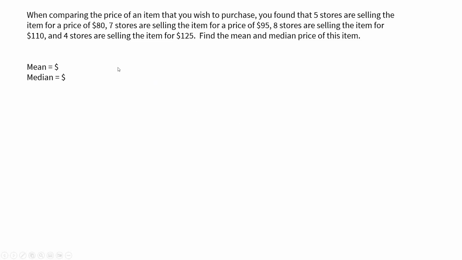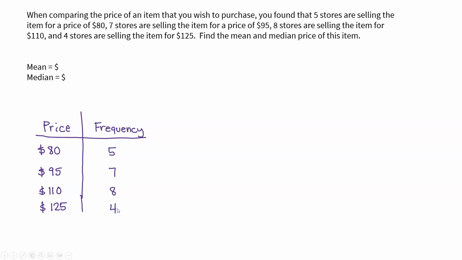So here you're basically being described a frequency table. You have 4 prices, and this is the frequency with which they occur. You can still do the same calculations as the previous one, except now you don't have a list of values per se.